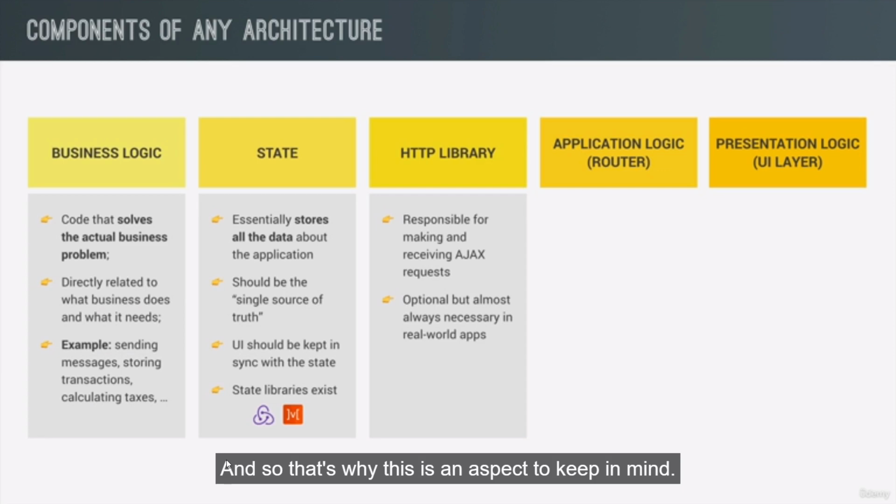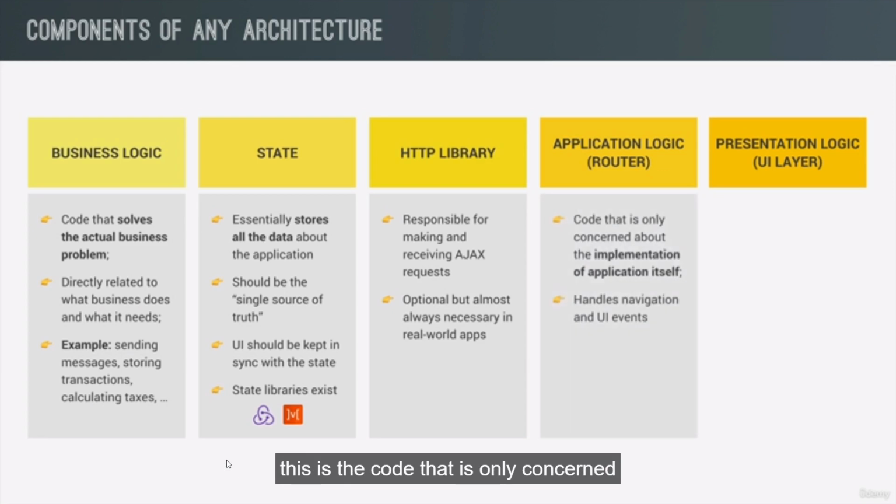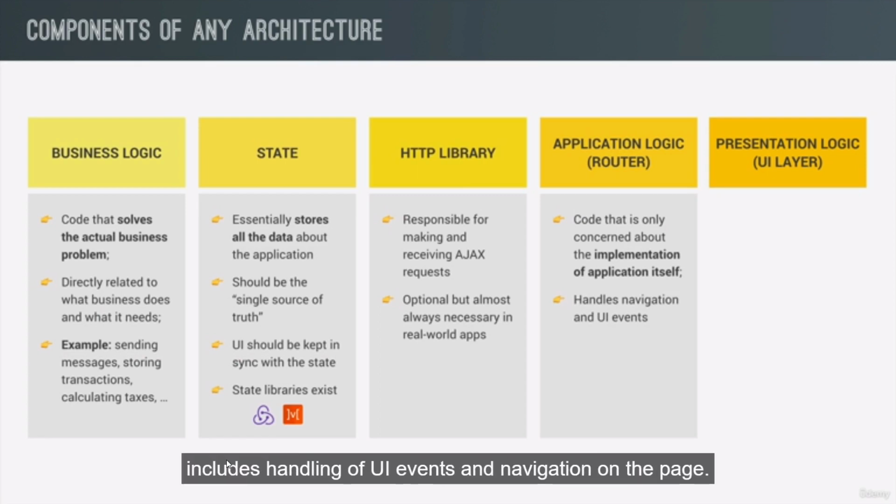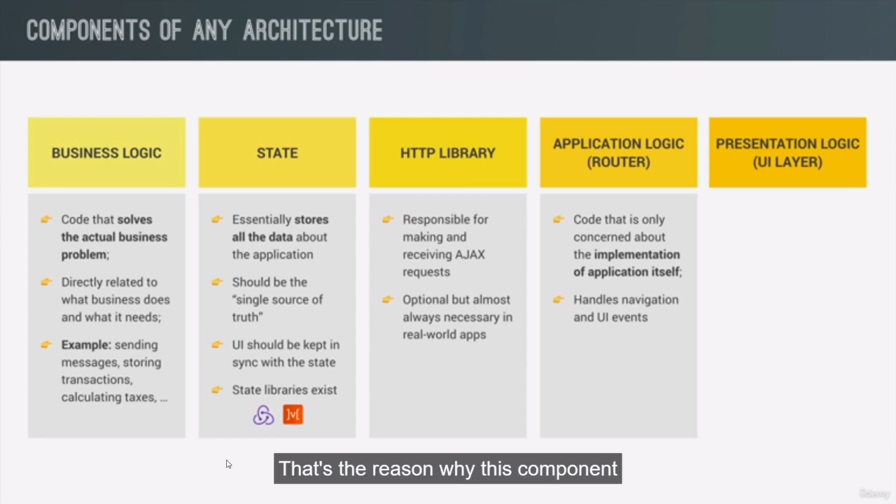Now, about the application logic, this is the code that is only concerned about the implementation of the application itself. So it's more the technical aspects of the application which are not directly related to the underlying business problem. So, for example, application logic includes handling of UI events and navigation on the page. That's the reason why this component is many times also called a router. So basically mapping actions to the user's navigation.